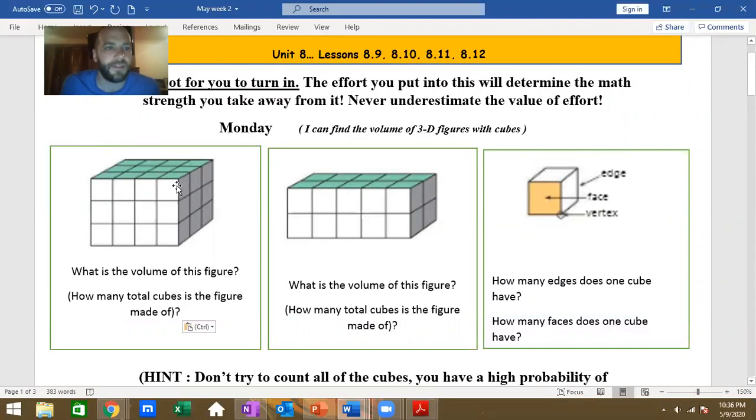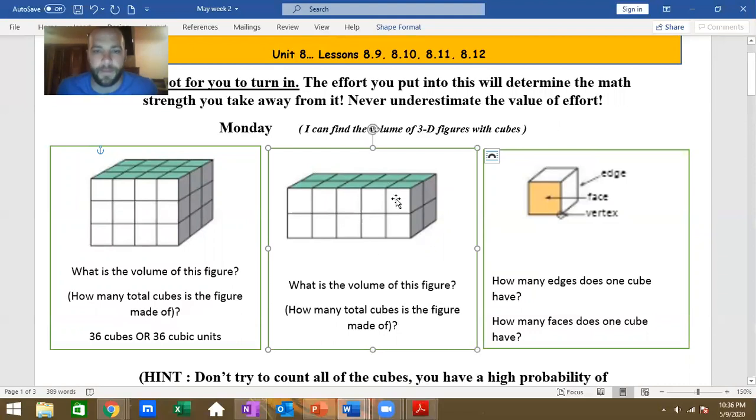But how many levels are there? There's 3. Okay, so you have 12 times 3, which is 36. So 36 cubes, or 36 cubic units, which tomorrow we're going to advance to actual measurements instead of calling them cubic units or cubes.